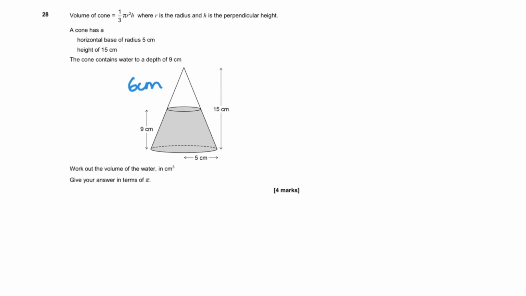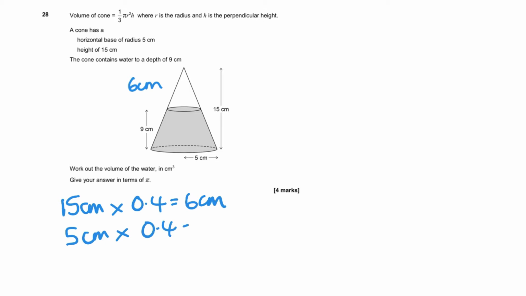To get from 15 centimetres to 6 centimetres, we times by 0.4. So if the cone is similar, we can do the same to the radius to find the radius of the top bit of the cone. So 15 centimetres times 0.4 is equal to 6 centimetres. We can do the same for the radius. So 5 centimetres times 0.4 is equal to 2 centimetres. So the radius at this point is going to be 2 centimetres.